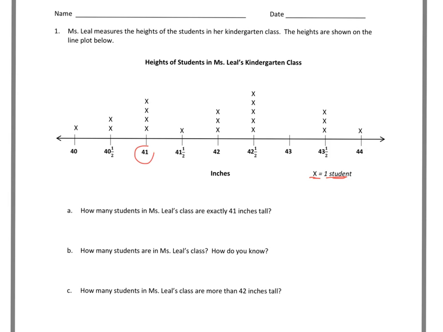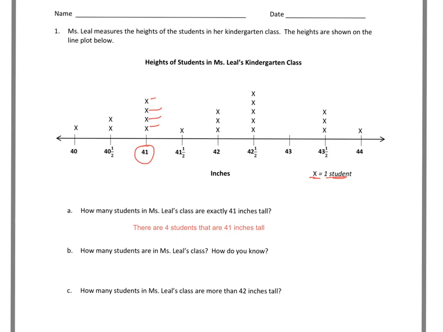So we're going to go to the 41 inch line and we're going to count. 1, 2, 3, 4. So there are 4 students that are 41 inches tall. And there's my answer statement for it. Now B says, how many students are in Miss Leal's class?